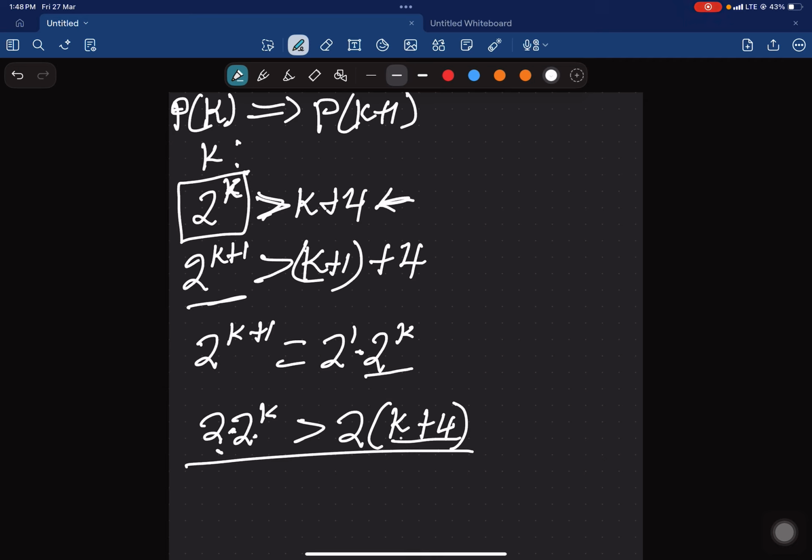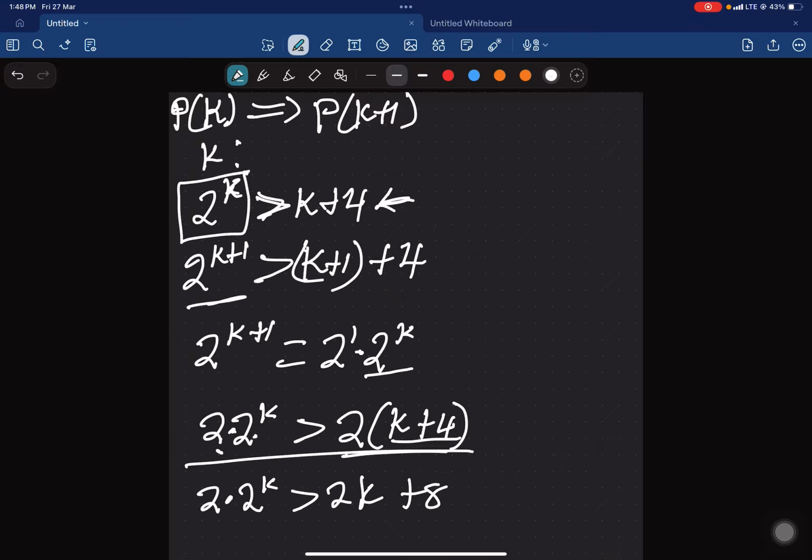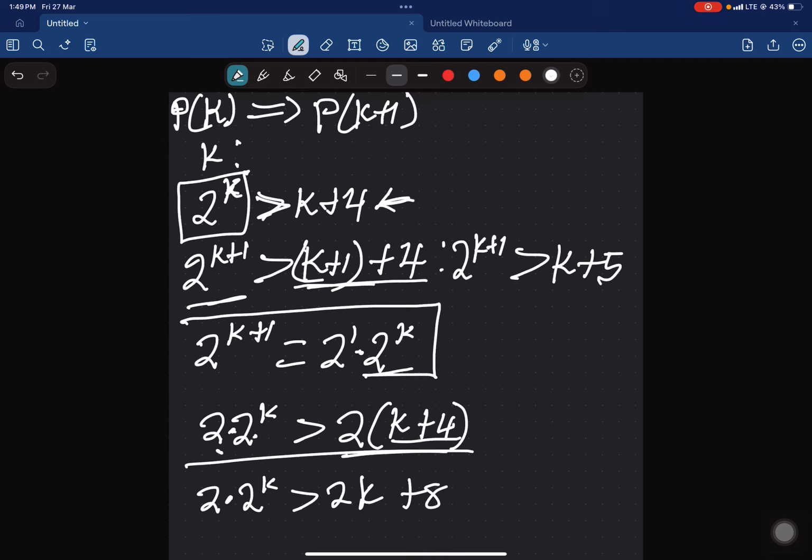So now, expanding this side, 2 multiplying 2 to the power k is greater than, maybe put the 2k first, so 2k+8. Now, originally, this is what we are trying to verify, that 2 to the power k+1 is greater than k+1+4. So 2 to the power k+1 is greater than, let's simplify this one, k+5.